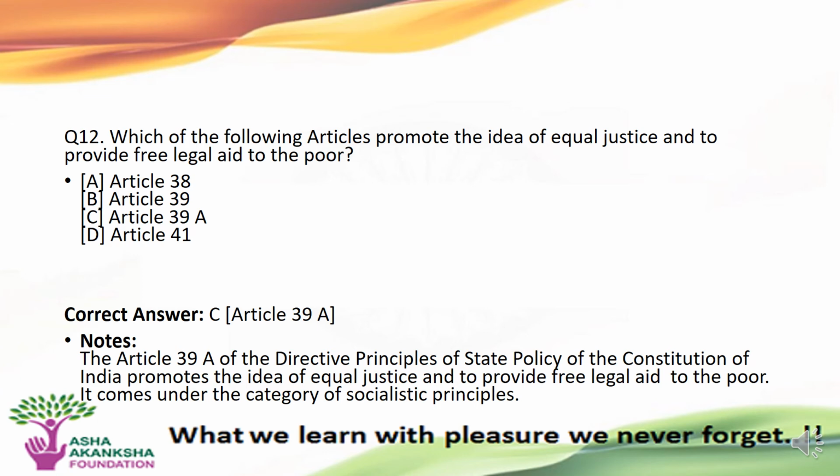The Article 39A of the DPSP of the Constitution promotes the idea of equal justice and to provide free legal aid to the poor. It comes under the category of socialistic principle, but it is a DPSP and cannot be put as an obligation, as a right or a duty to any person. It can only be implemented by state.